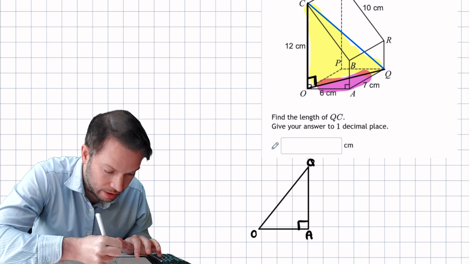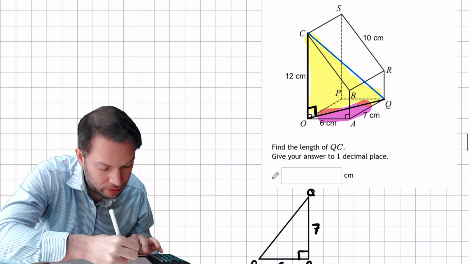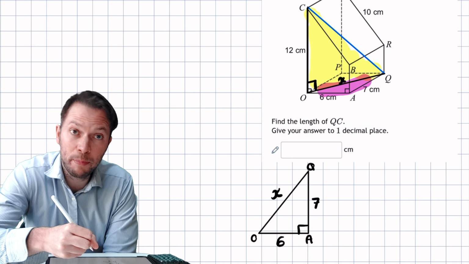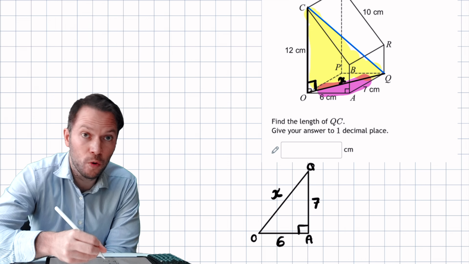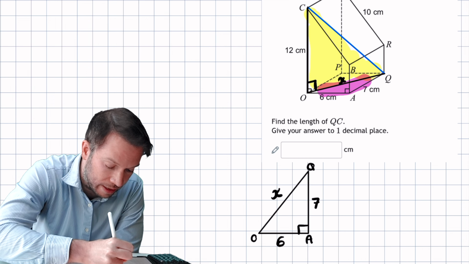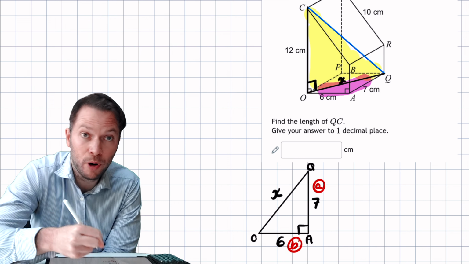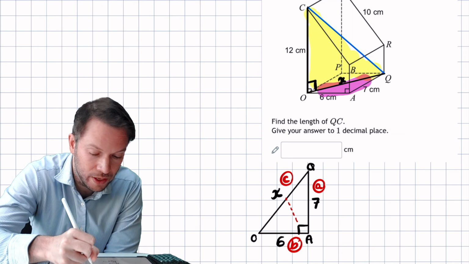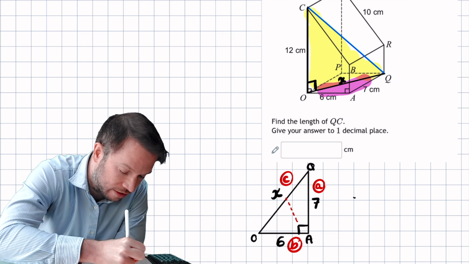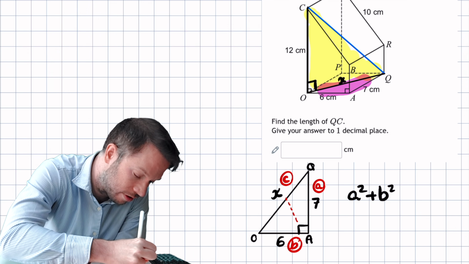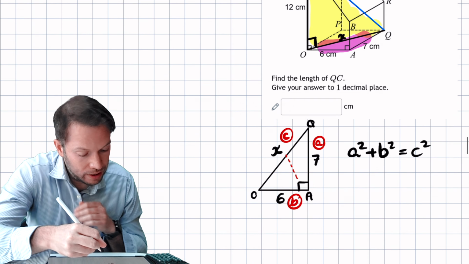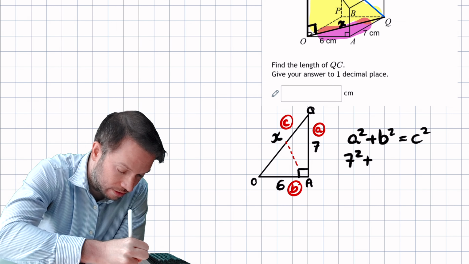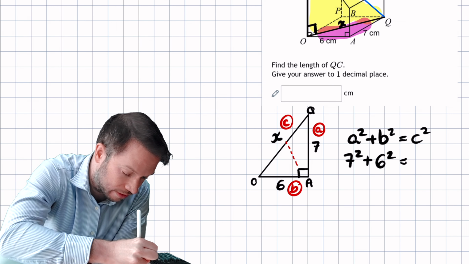We've got the 6 here, we've got the 7. Let's call the length OQ X, because we don't know what it is. Now remember how Pythagoras' theorem works. If we label the shorter sides of this triangle as A and B, either way round, and the hypotenuse, the longest side, always opposite the right angle, as C, then A squared plus B squared is equal to C squared. So let's substitute in the values. A is 7, so 7 squared, B is 6, and C we said was X.